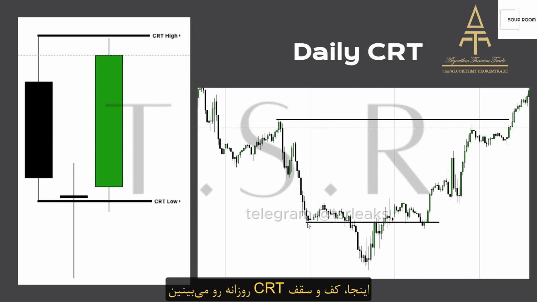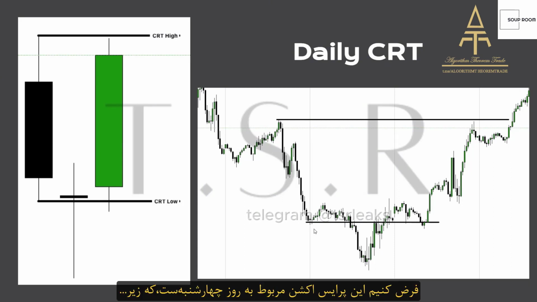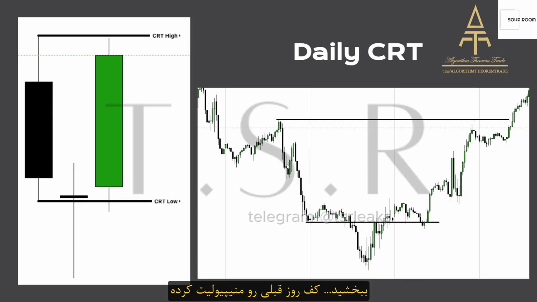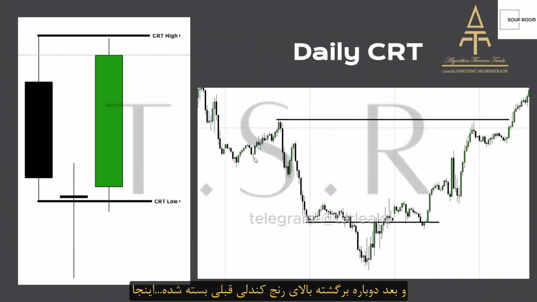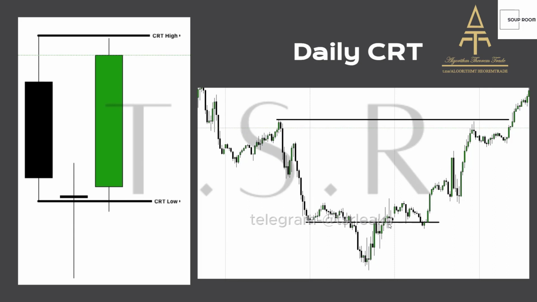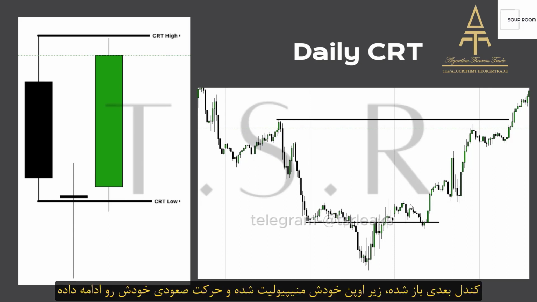Right here you can see the daily CRT low and the daily CRT high. Let's say this was Wednesday. Wednesday's price action manipulated below the low of the previous day, so Tuesday, and then closed above into the previous candle's range, right here. The next candle opens, manipulates below its open, and continues on higher.